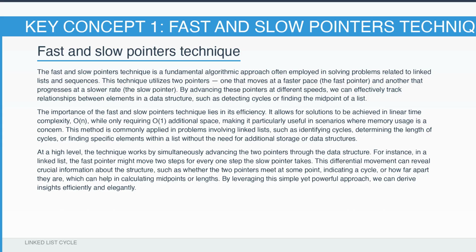If the fast pointer catches up to the slow pointer, we have detected a cycle. This method is efficient, operating in linear time, O(n), and requiring only constant space, O(1). It's perfect for memory-sensitive situations. By using this straightforward yet powerful approach, we can gain insights into the structure of our data with minimal resources, whether we're checking for cycles or determining midpoints.